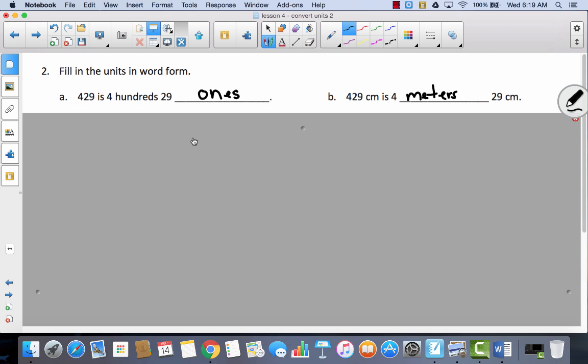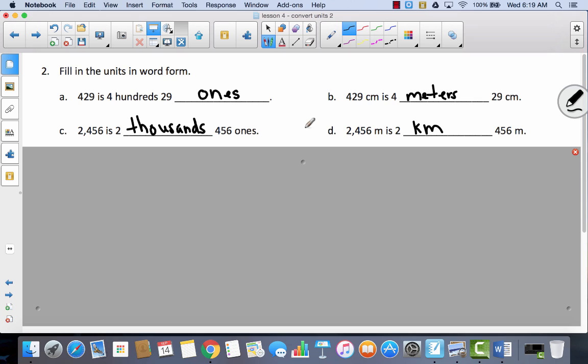Okay, so hopefully you tried to do these by yourself. Let's take a look at C and D. So if 2,456 is 2 blank, 456 ones, well that would be 2 thousands because this 2 is in a thousands place. Well, that relates to kilometers and meters. Because there are 1,000 meters in a kilometer, we can think of this as 2 kilometers, 456 meters.